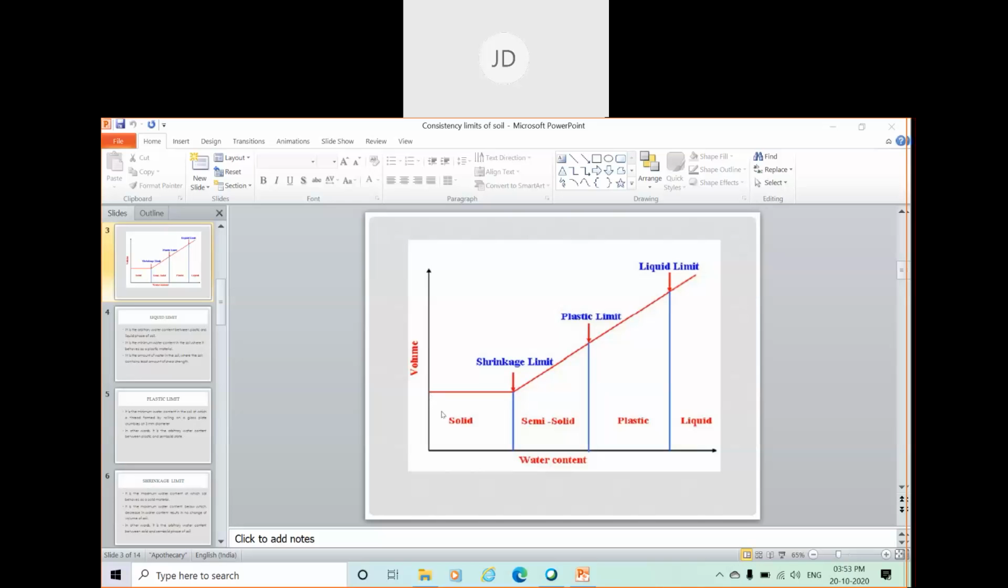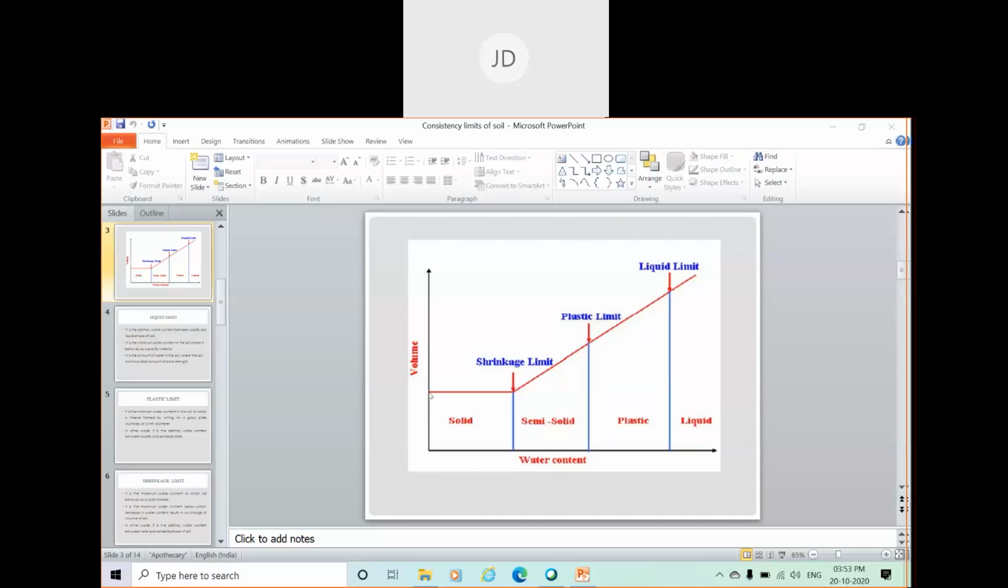Now if you add some amount of water to a particular dry soil, suppose this amount of water, just a little, then what will happen? Some void space may be filled up with water, and the other voids will be filled with air only. What is the difference between those two cases? At the previous point, where water content equals zero, the soil is dry.